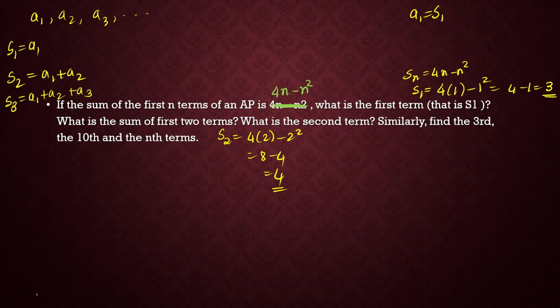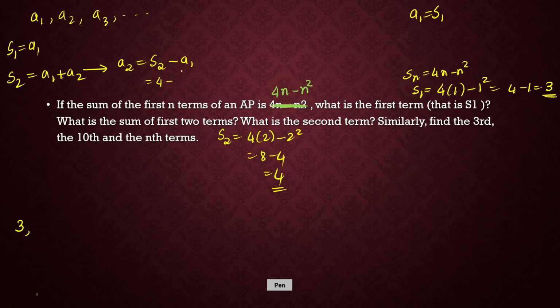Okay. Now they have asked you to find the third term. In order to find the third term, I have to find the second term, right? Now the first term I've got as how much? 3. But what about the second term? If you just see, the second term is equal to the sum of first two terms minus the first term. Now the sum of first two terms is 4 and the first term is how much? 3. So your second term is how much? 1. Now if you see here, the common difference is nothing but minus 2. So 1 minus 2, this is the third term.